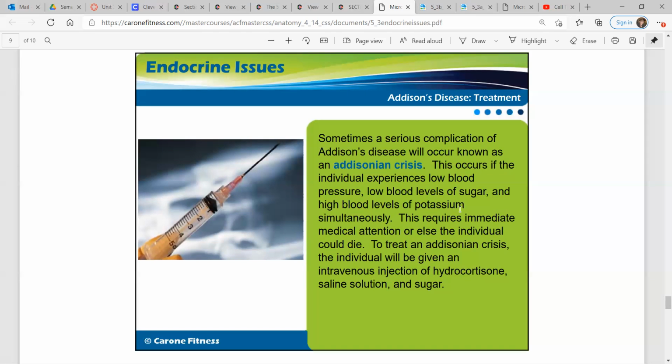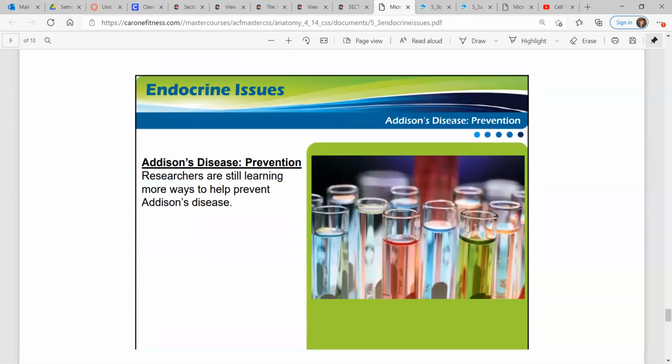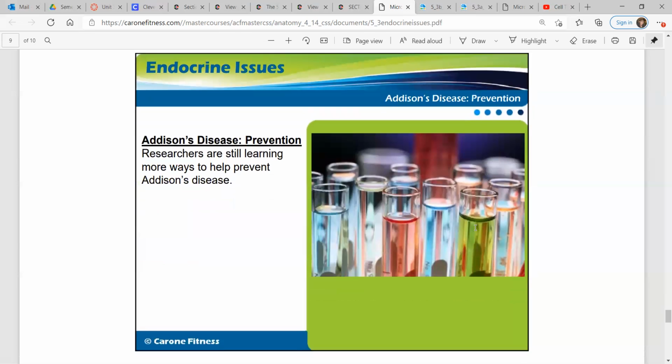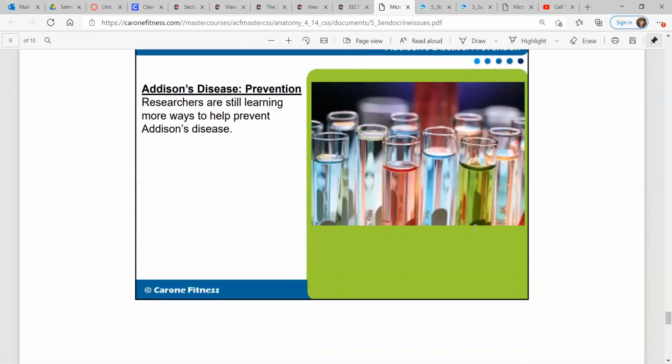To treat an Addisonian crisis, the individual will be given an intravenous injection of hydrocortisone, saline solution, and sugar. Addison's disease, prevention. Researchers are still learning more ways to help prevent Addison's disease.